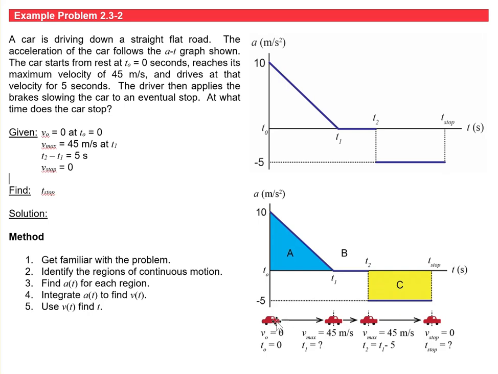All right, so we start from rest, hit a maximum velocity, then at time t2, the velocity starts to decrease until it stops. All right, so we know that the initial time is 0. We know that the time between t1 and t2 is 5 seconds, and we don't know what time it takes for the car to stop.